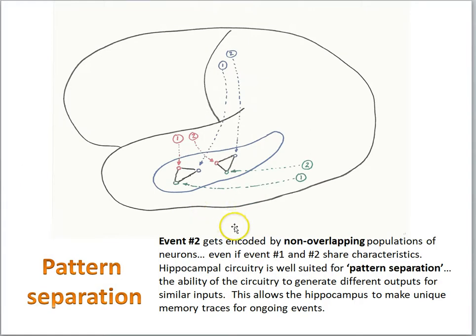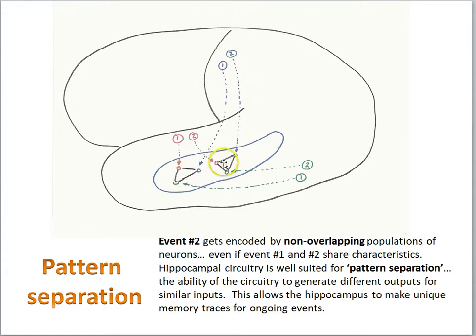So let's think about event number 2. Well, event number 2 will have some different visual characteristics and auditory and tactile characteristics. So you're going to get a different set of perceptual cells active in these different perceptual regions. But nevertheless, they will converge on the hippocampus. And the idea is that a non-overlapping population of hippocampal neurons will be responsible for encoding event number 2 as distinct from event number 1. Even if 1 and 2 share some characteristics, the nature of the circuitry of the hippocampus is such that it's very good at generating different outputs for very similar inputs.